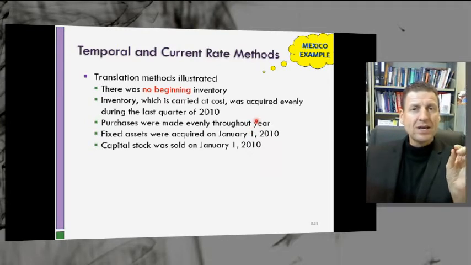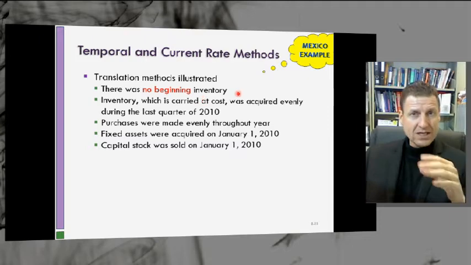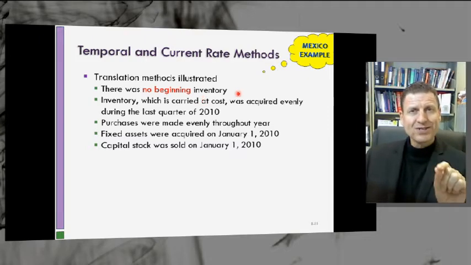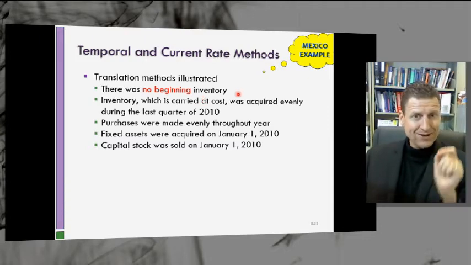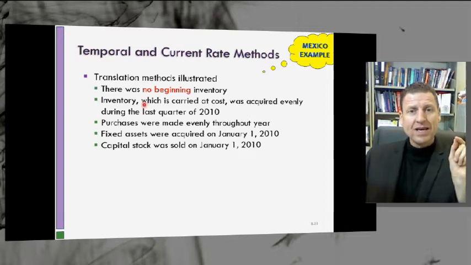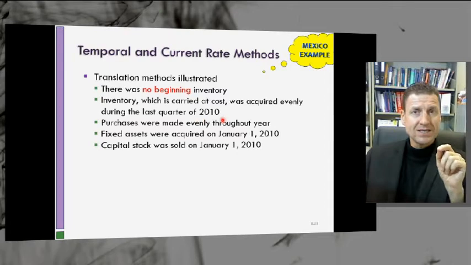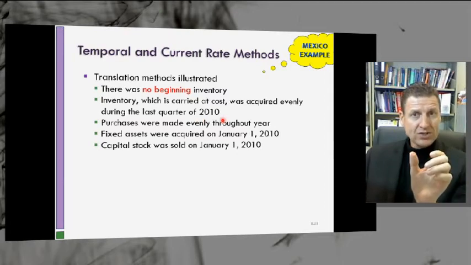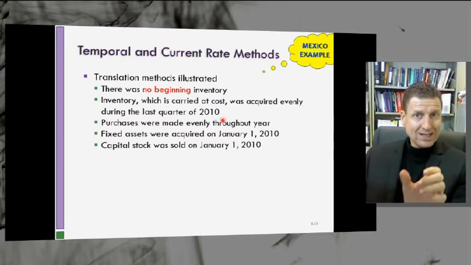That is, we need to know what other assumptions we need to make. Number one, there was no beginning inventory, so that's going to simplify our calculation of cost of goods sold under the temporal method. What about inventory? It's carried at cost, was acquired evenly during the last quarter of 2010. So therefore we might use the average exchange rate for that last quarter.